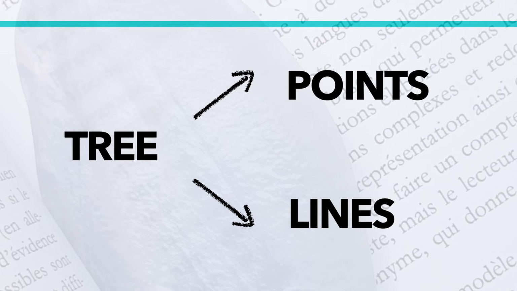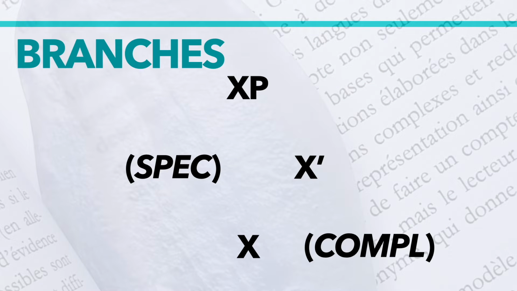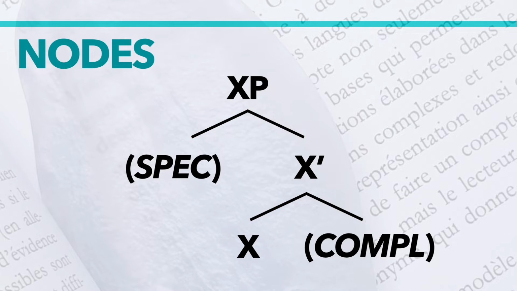Now let's talk about syntactic trees. Syntactic trees are composed of several points and lines, which are called nodes and branches, respectively. Branches, the lines, indicate the distance between nodes. For example, consider each branch as 1 centimeter. In that case, the distance between XP and X-bar would be 1 centimeter, whereas the distance between XP and X would be 2 centimeters. Nodes, on the other hand, include the endpoints of the branches and the intersecting points as well.